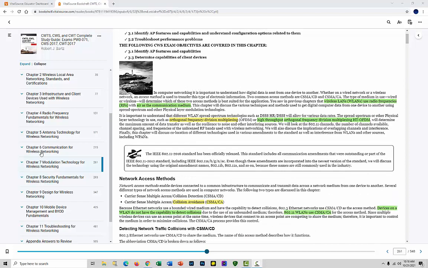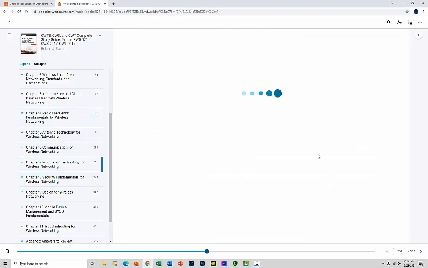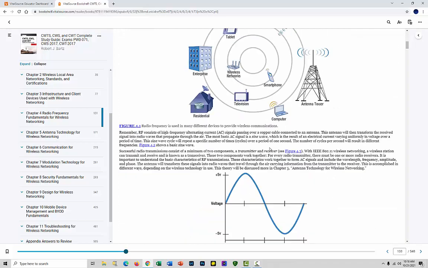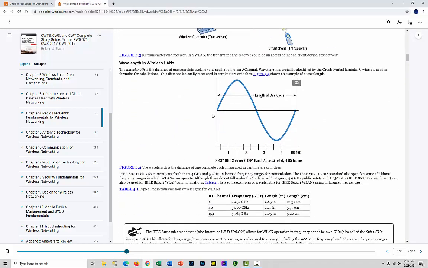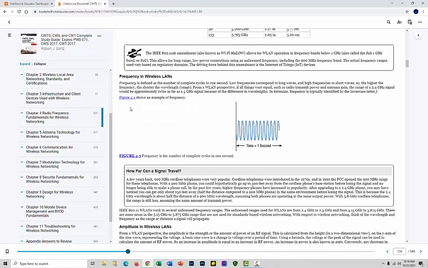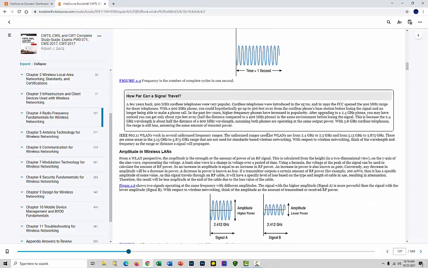But before I do that, I'm going to jump into chapter 4 just to review things with you. This has to do with some things about radio frequency. The length of one cycle is the wavelength. Just keep that in your mind. The frequency has to do with how many cycles per second. So more cycles per second would be a high frequency connection.